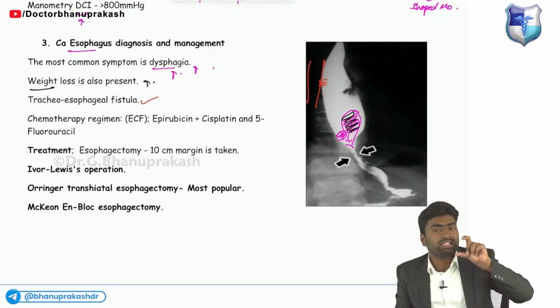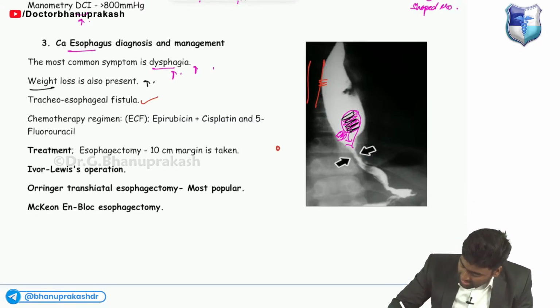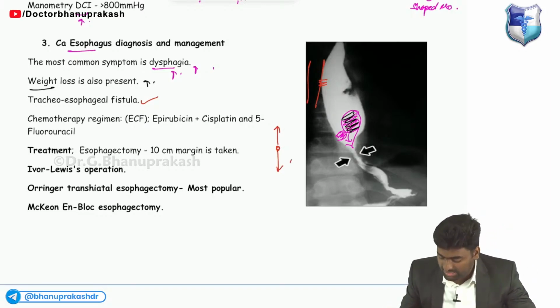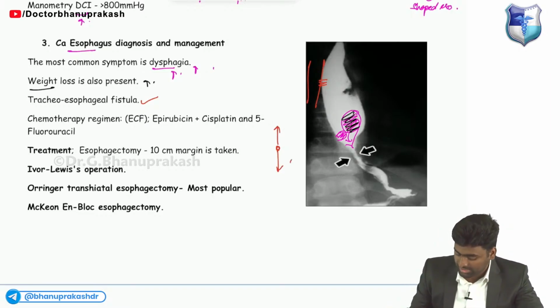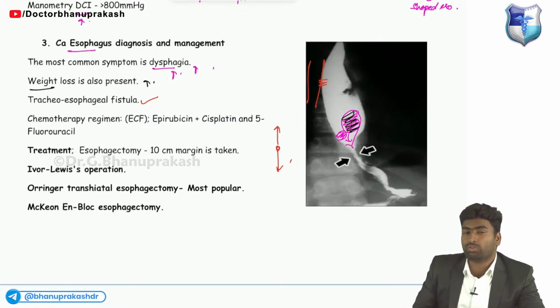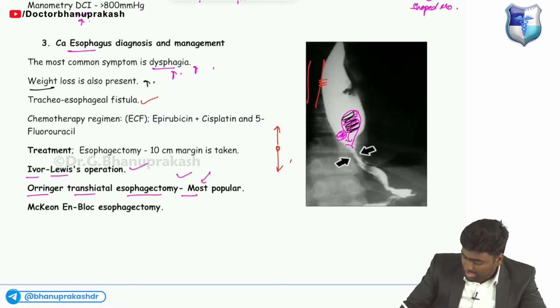Wherever there is an esophageal cancer, we need to take a 10 centimeter margin. Means if there is cancer here, we need to go around and cut around 10 centimeters. Just remember this. For esophageal cancer, we can do a few surgeries like the Ivor Lewis operation, transhiatal esophagectomy, which is more commonly done, and McKeown en bloc esophagectomy.